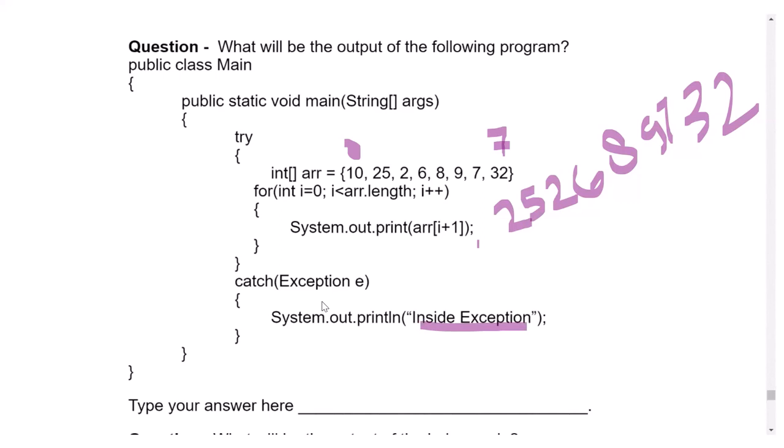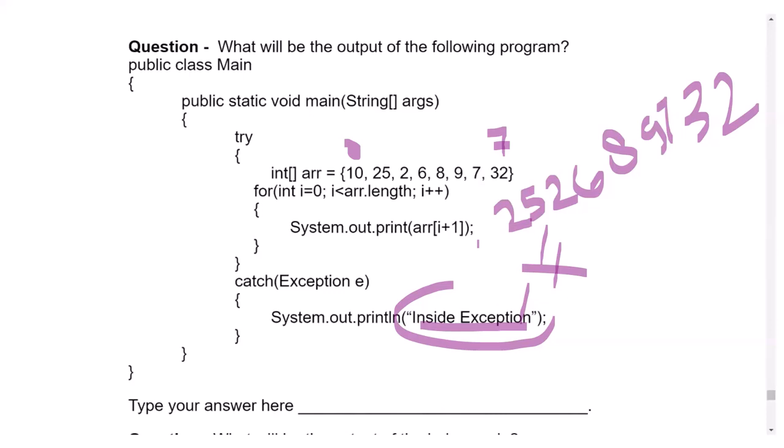But the problem here is it is not clear what they are actually expecting our output to be. The actual output would be 252689732 inside exception. It means this one plus this one. But some people think that the output should be only inside exception. The actual output would be this one, which I have told you, 252689732 inside exceptions in a single line, because we are using print here. But it is not clear from the TCS side either.